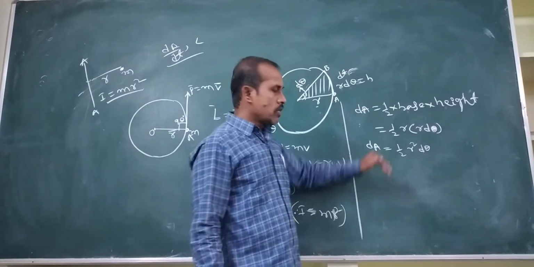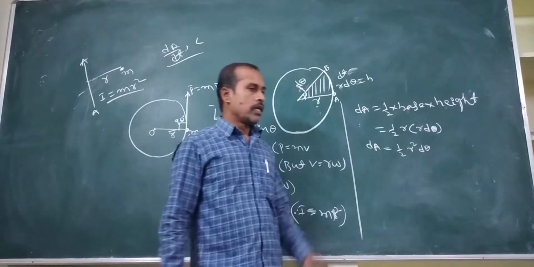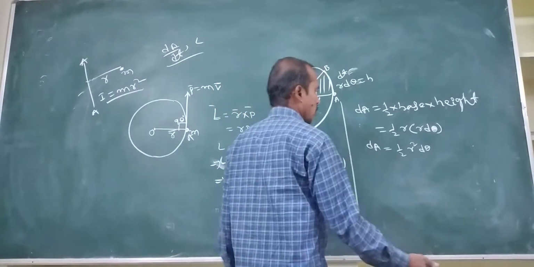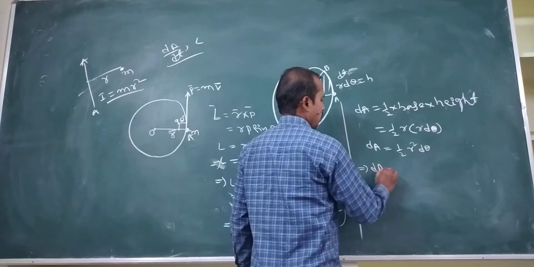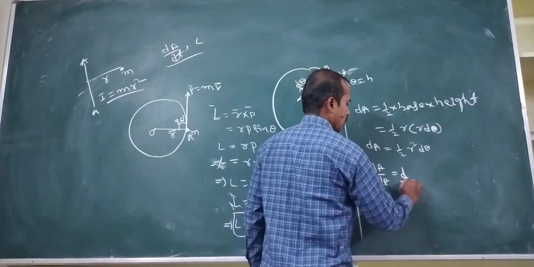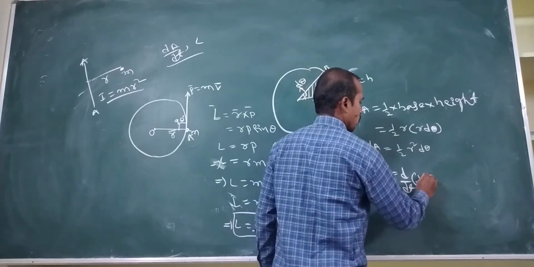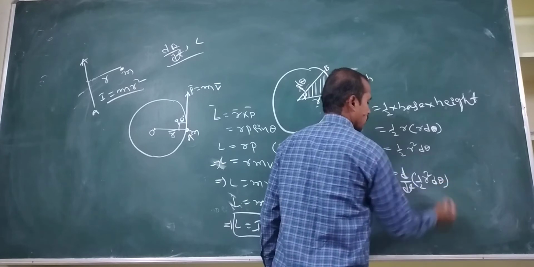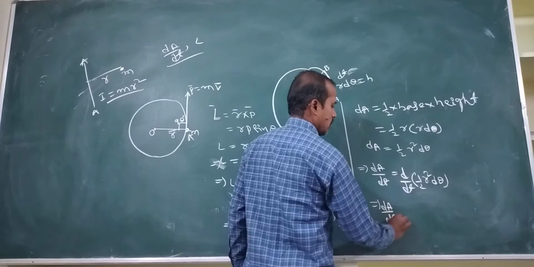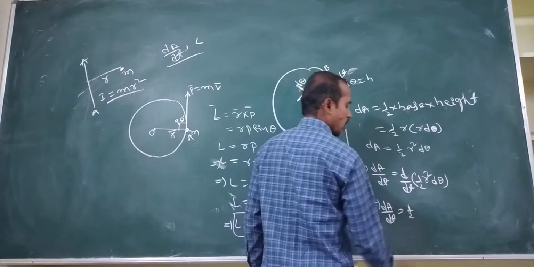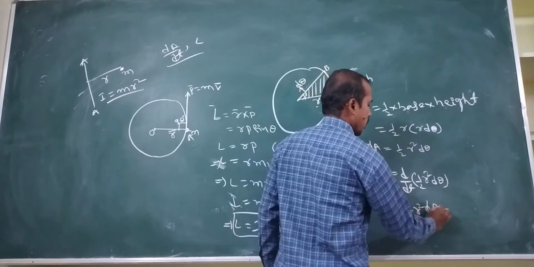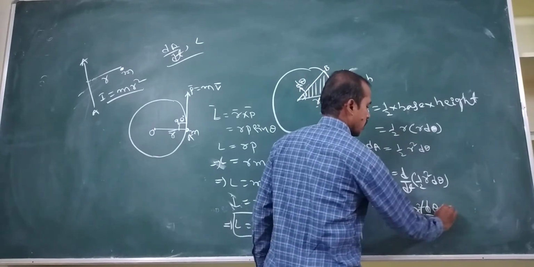Now we differentiate this equation with respect to time. That means dA by dt is equal to 1 by 2 d by dt of r square d theta. That means dA by dt is equal to 1 by 2 r square, where r, the radius vector, is a constant, times d theta by dt.